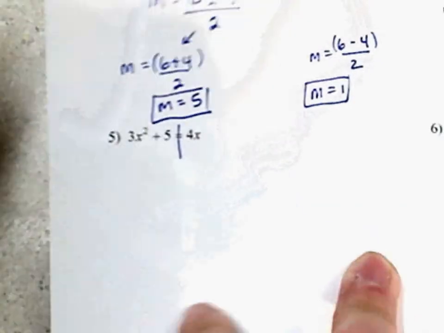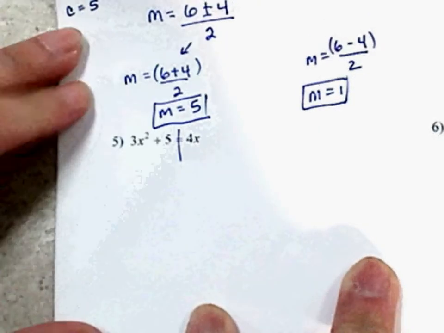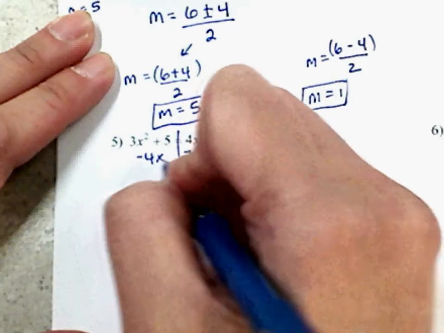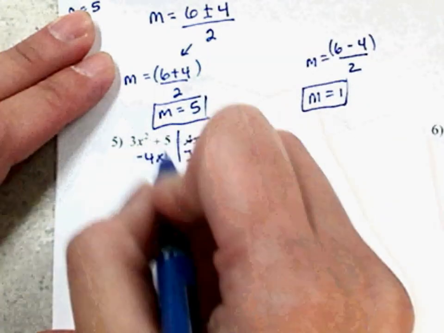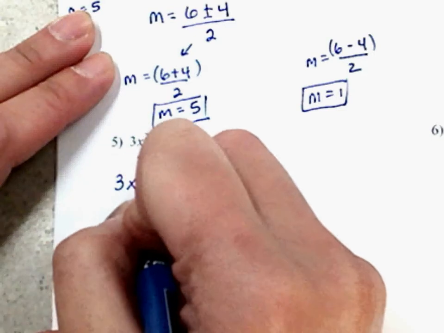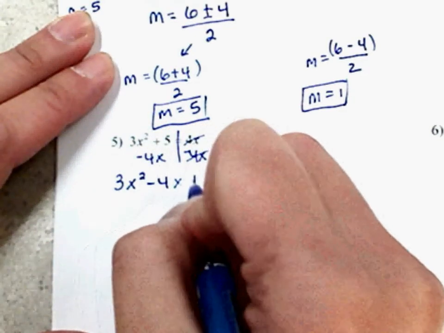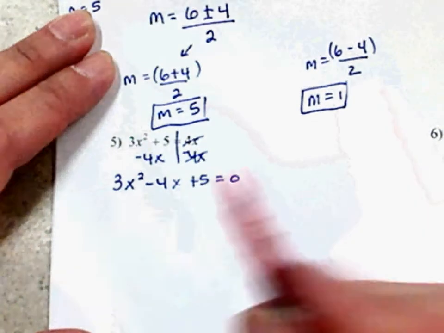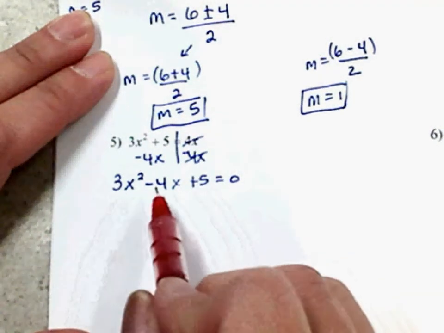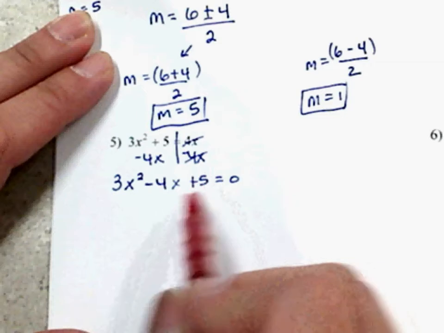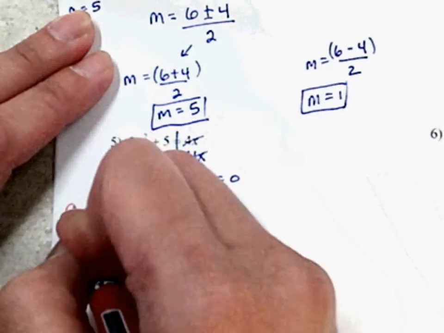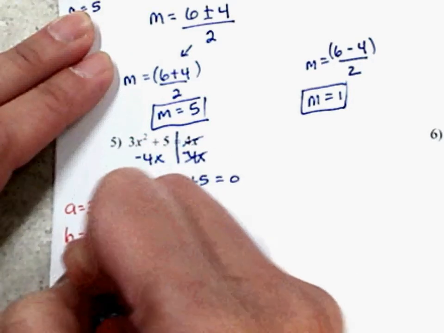Number 5, let's subtract 4x. What you do to one side, we do to the other. So let me rewrite this. 3x squared minus 4x plus 5 equal to 0. And I want to do it so that it goes in the order of A, B, and C. A is always with a square, B is always with the x, and C is by itself. So my A is a 3, B is negative 4, and C is 5.